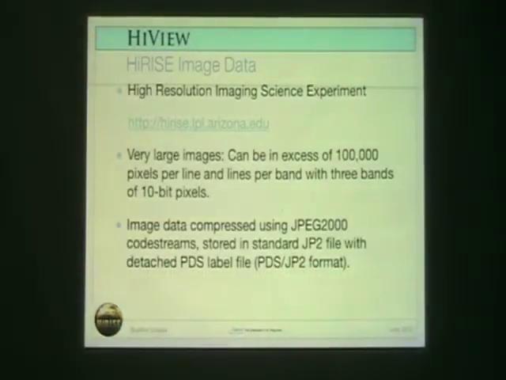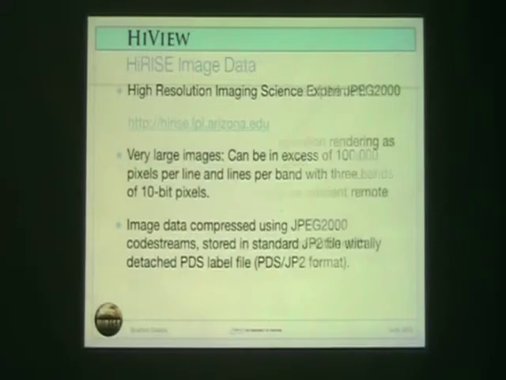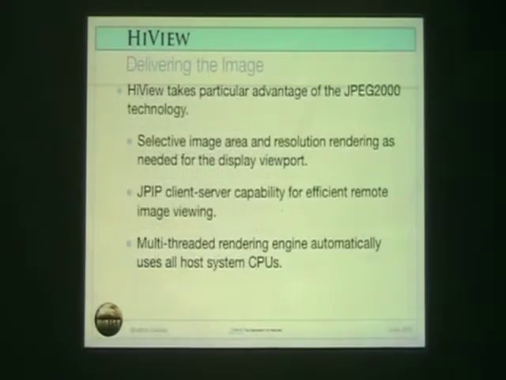Okay. Now, the HiRISE image data has been pointed out. These are very large images. We're using JPEG 2000 to deal with these images, and that creates some very interesting challenges to be able to deliver this data to the end users. From our point of view, the end users are the general public. Yes, we want to serve the scientists, but our mandate is to serve the general public. So this application needs to serve the general public. We take particular advantage of JPEG 2000 to accomplish this image data delivery goal.